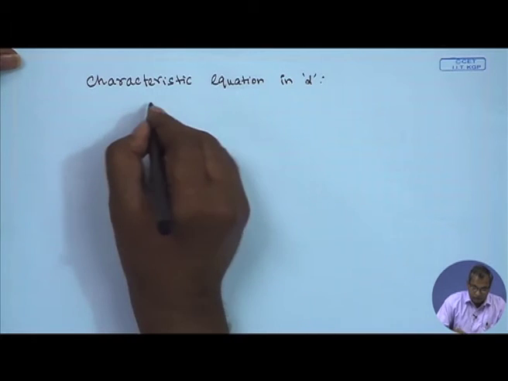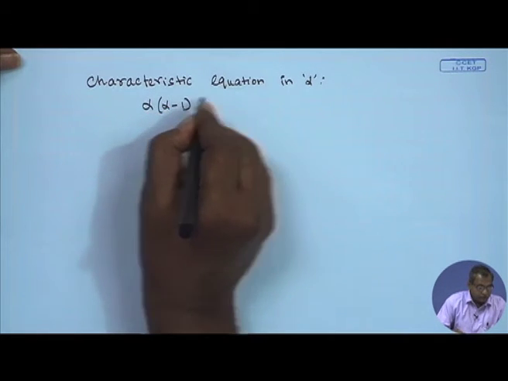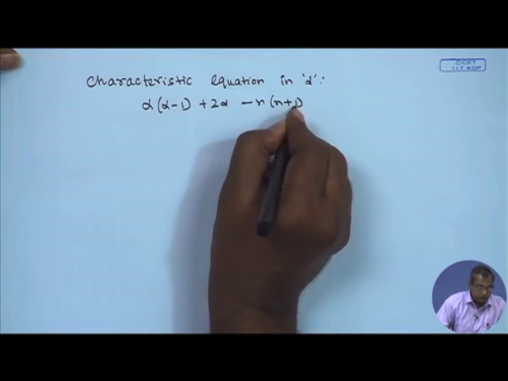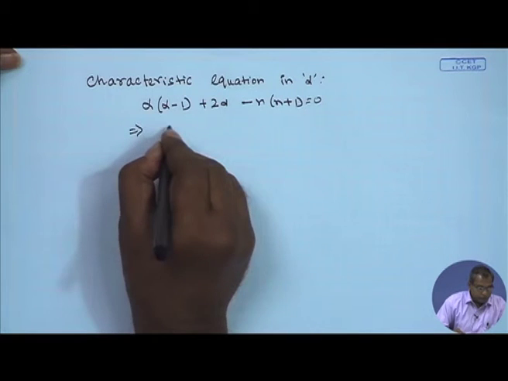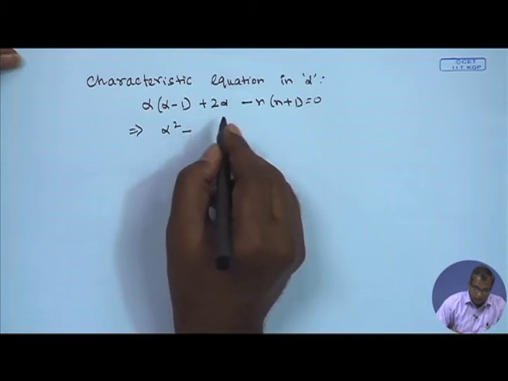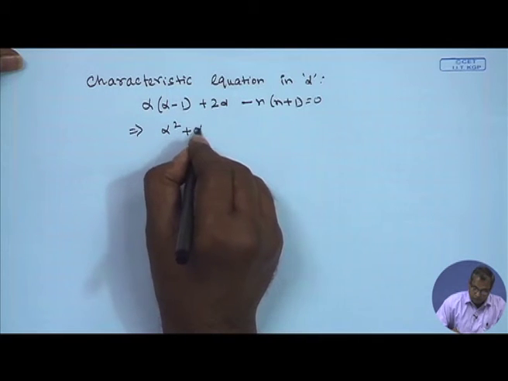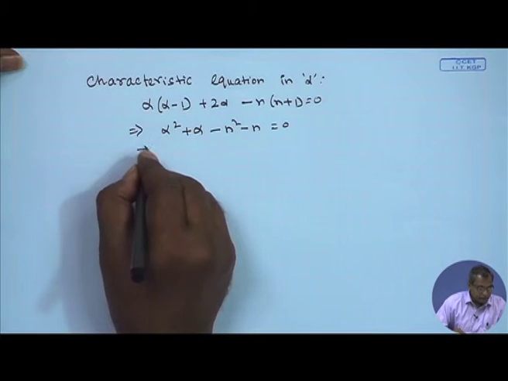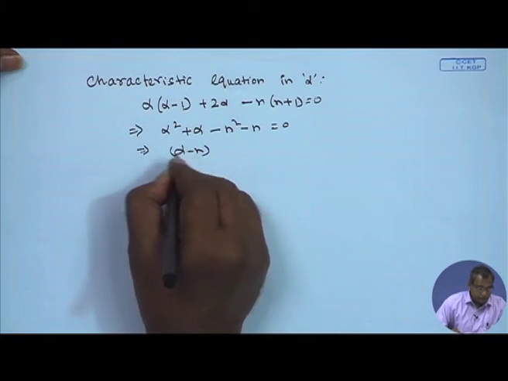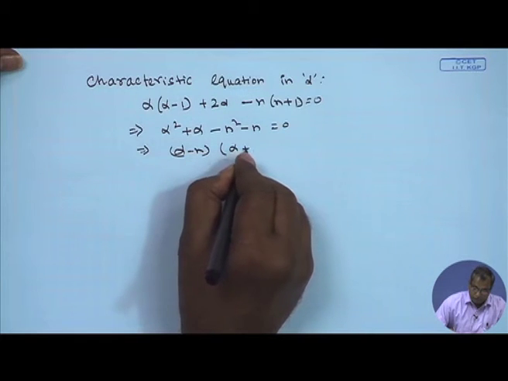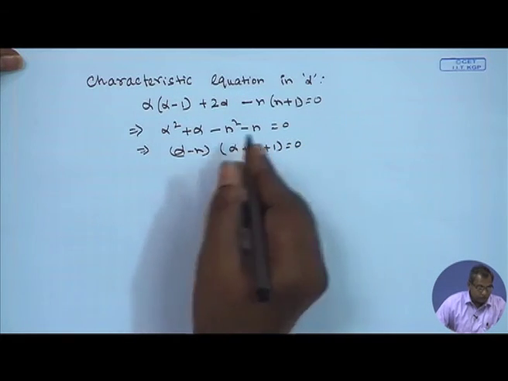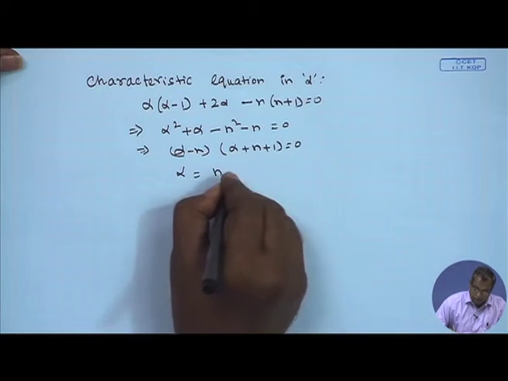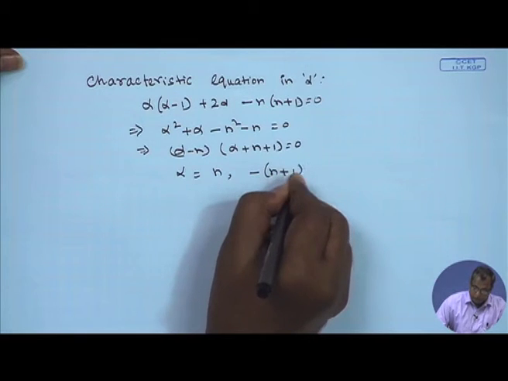Characteristic equation in alpha becomes alpha into alpha minus 1 plus 2 alpha minus n into n plus 1 equal to 0. So it becomes alpha square minus alpha plus 2 alpha minus n square minus n is equal to 0. This can be factorized: alpha minus n into alpha plus n plus 1 is equal to 0. Therefore, it will have two roots, alpha will be n and minus n plus 1.